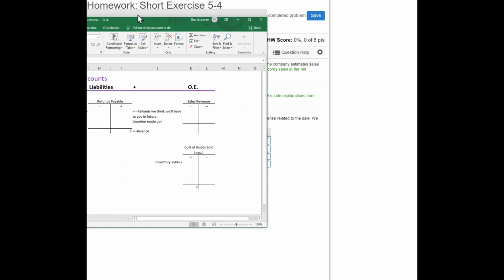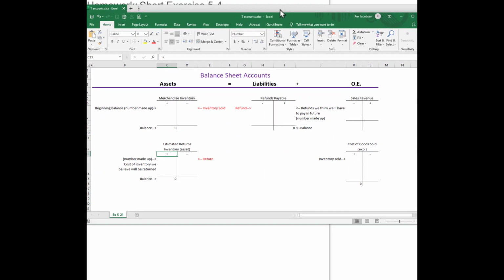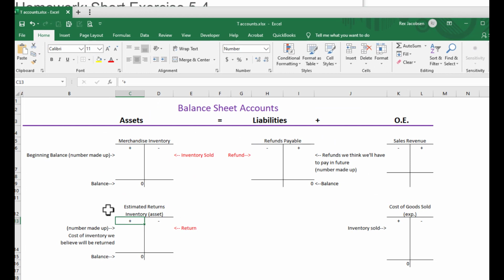So for this problem, to make things easier, I've created some T accounts in Excel. I do this in Excel because I can't show you scratch paper. So I recommend you do the same thing on a piece of scratch paper to help understand how these accounts work. Now I'm going to make up some numbers and put them in the refunds payable account and estimated returns inventory account because that will help make the problem more logical.